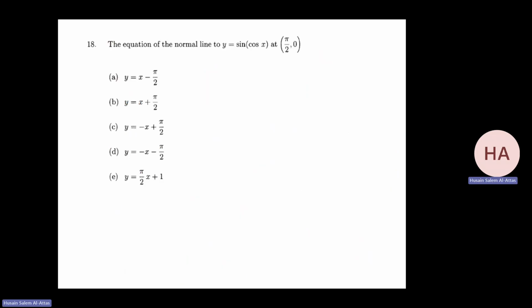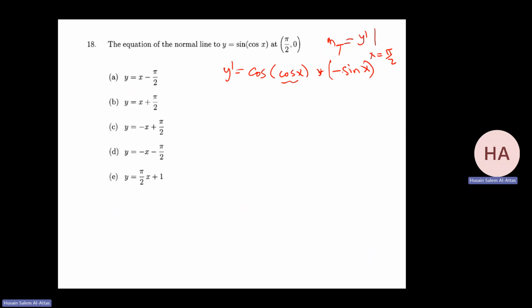The equation of the normal line for this function. What I need to do, m tangent is y prime at x equal pi over 2. So let us find y prime, and in the chain rule, it will be cosine of cosine x times the derivative of this, which is minus sine x.